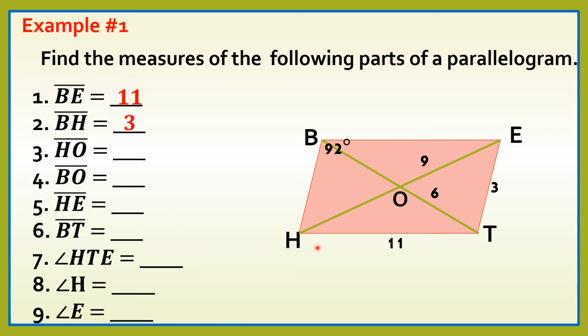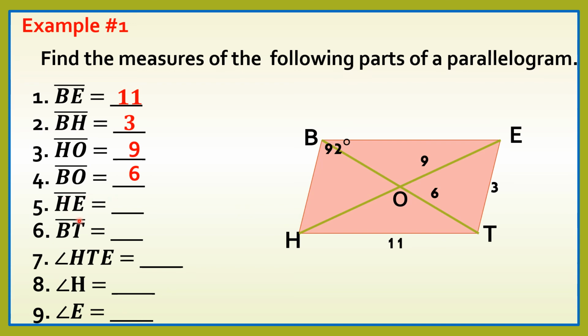Next, HO. So, eto si HO. And then, ang measure ng segment OE natin ay 9. So, ito ay diagonal. Bisected by segment BT. So, kapag bisected siya, it means makaka-form tayo ng two congruent parts. So, kung ito ay 9, si HO is also 9 because they are congruent. Next, segment BO. So, same reason pa rin, bisected by segment HE. So, makaka-form tayo ng two congruent parts. So, kung ito ay 6, automatic si BO is also 6.